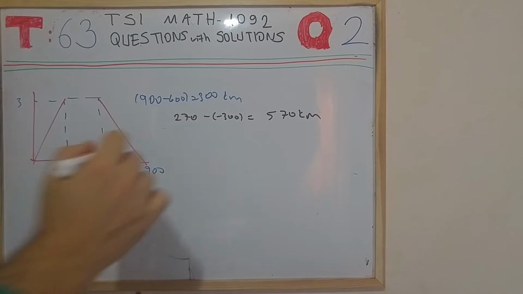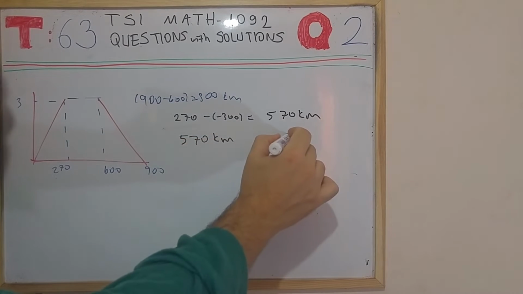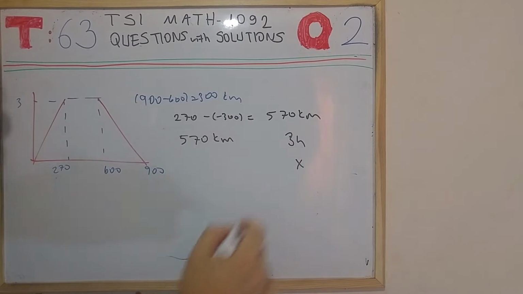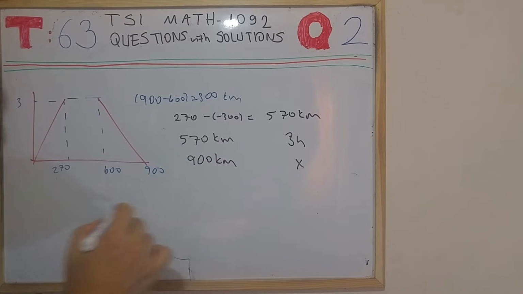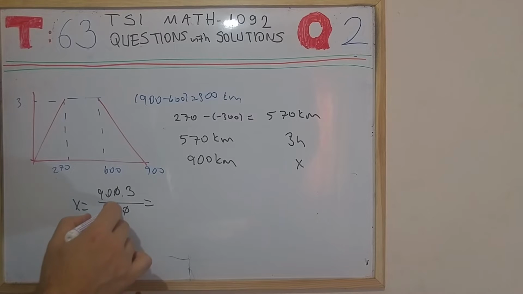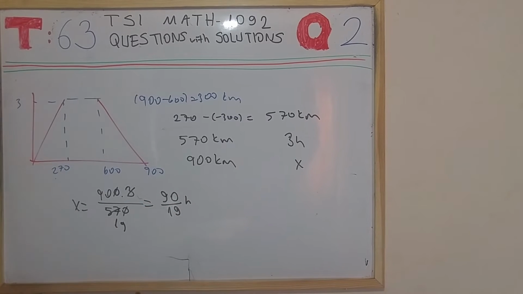So let's have the ratio now. If we traveled 570 kilometers in 3 hours, how long would it take to take the entire distance? That is 900 kilometers. So x is equal to 900 times 3 over 570. Let's make the simplifications. This is going to be 19 when I divide by 3, and divide by 3, and this will cancel out. That is equal to 90 over 19 hours.